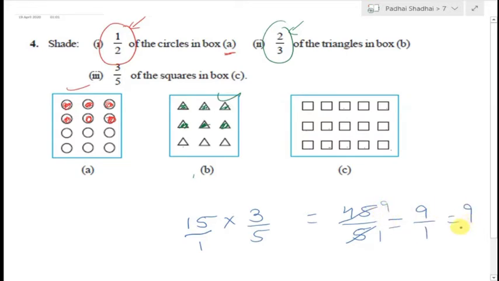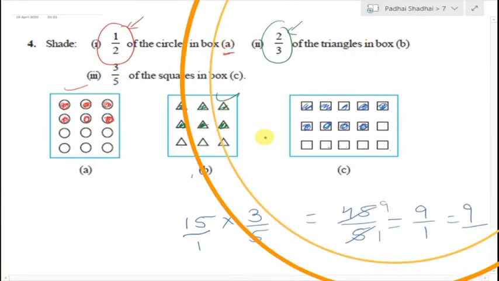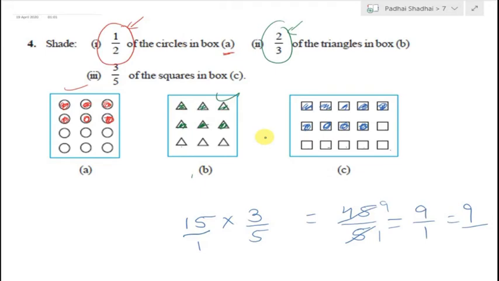Let us shade the 9 squares here. 1 2, 3, 4, 5, 6, 7, 8 and 9. Okay, so this is your answer. We have to shade 9 squares to get the answer. Let us move towards the next question.